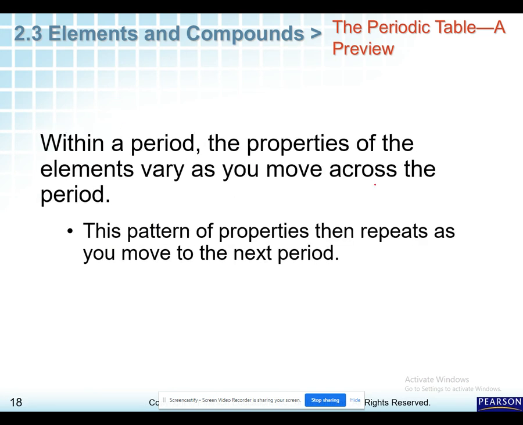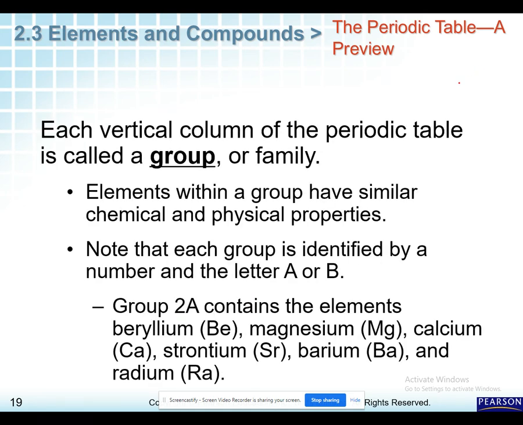So within a period, the properties of the elements vary. So if you go across the period, they're all going to be different. So they're going to be different properties. However, when you go down to the next period, so you start over again, you're going to see that those properties are going to repeat. They're going to be different across, but for example, everything at the beginning is going to have the same property. Everything right here, these 2 are going to have the same property. These 2 are going to have the same property. So it repeats. And that is where we get groups, or we call them families.